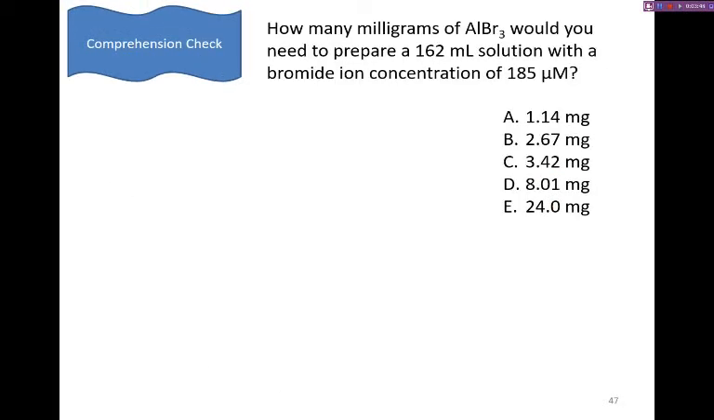Let's try another problem. Pause the video and try this on your own before moving forward. All right, in this question, we want to know how many milligrams of aluminum bromide we would need to prepare a 162 milliliter solution with the bromide ion concentration of 185 micromolar.